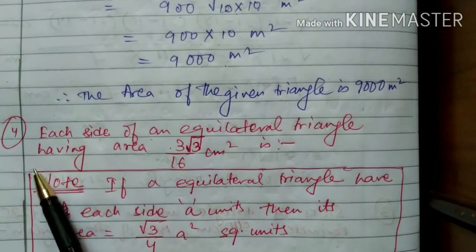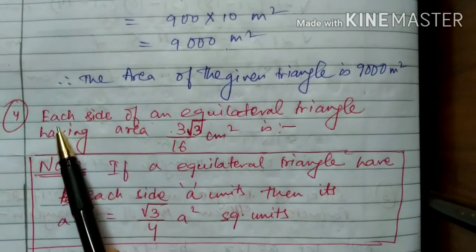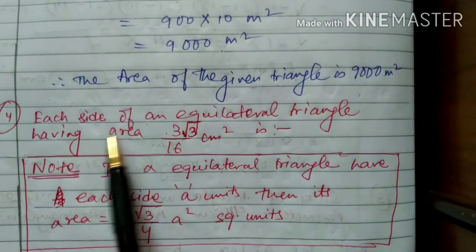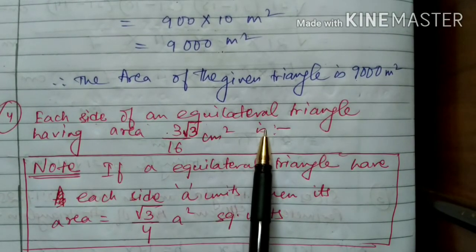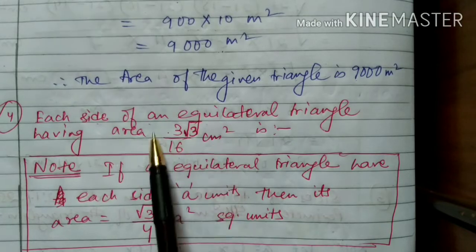So our fourth question is: what is the side of an equilateral triangle having an area 3 root 3 by 16 centimeter square? Here in this question the area is given.